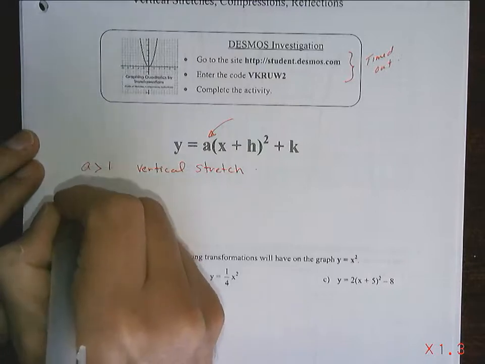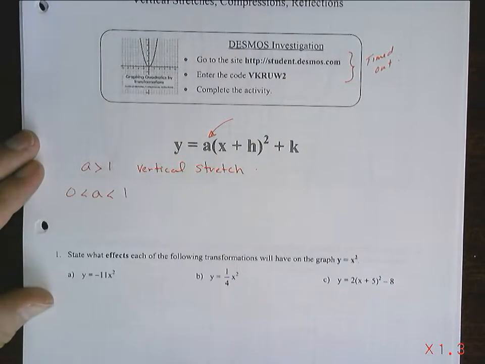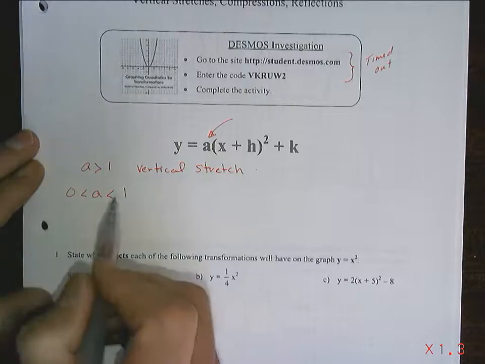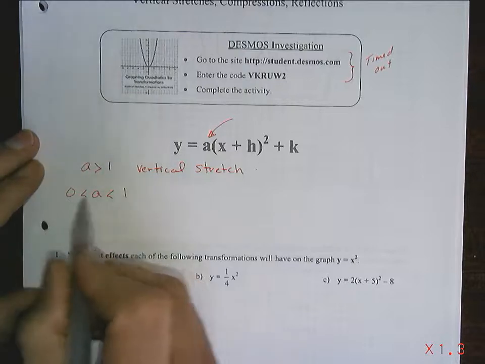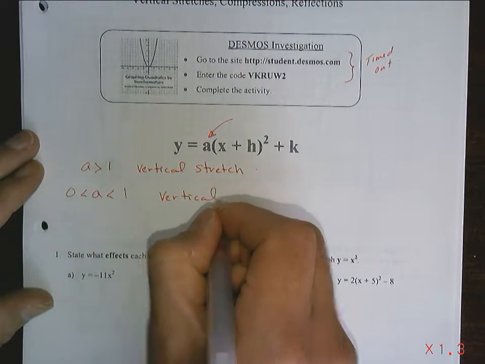If A is between 0 and 1, not negative, but a decimal between 0 and 1, or written as a fraction between 0 and 1, you're going to have a vertical compression.